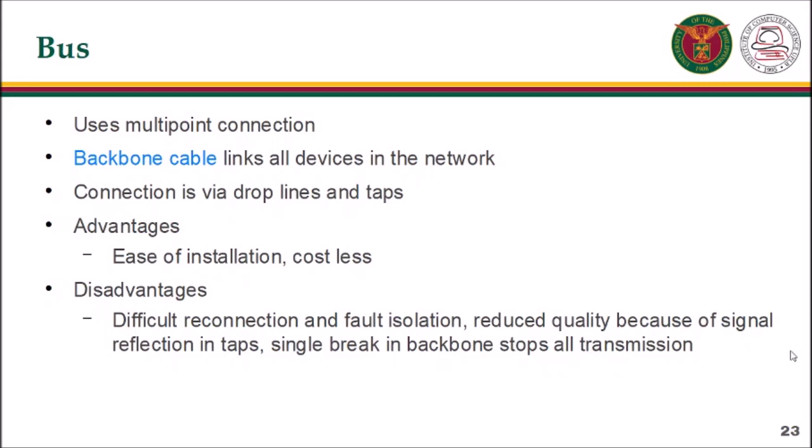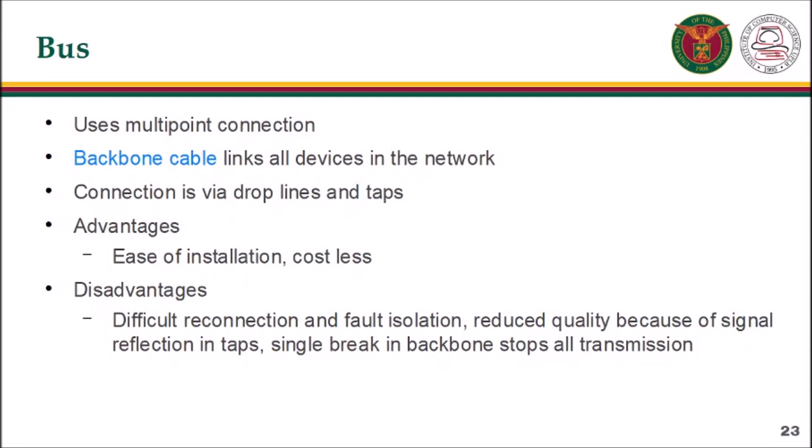The preceding examples all describe point-to-point connections. Bus topology, on the other hand, is multipoint. One long cable acts as a backbone to link all the devices in a network. Nodes are connected to the bus cable by drop lines and taps.